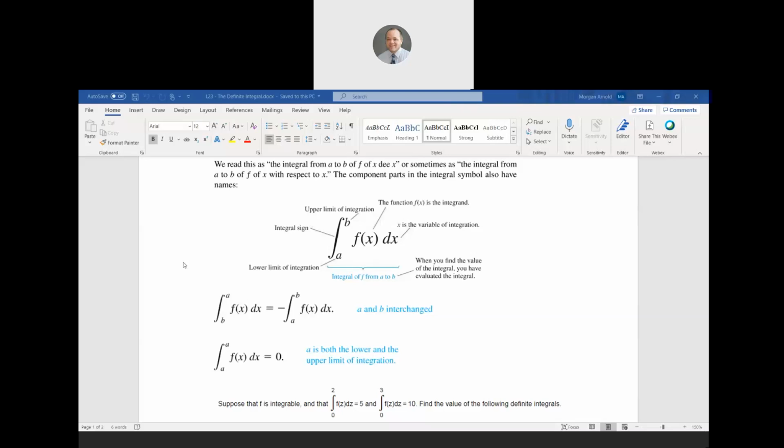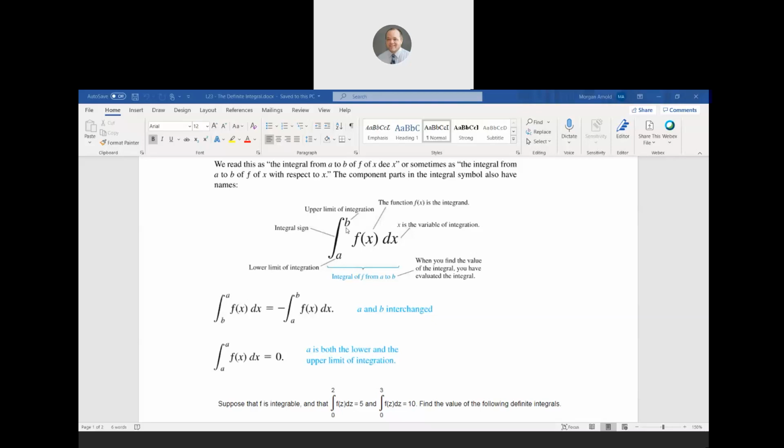Here is the way that you write an antiderivative formally. This is the integral sign. This whole thing is an integral. And the function f of x is called the integrand. dx is your variable of integration. And if you have some values to plug in, a is known as your lower limit of integration, and b is known as the upper limit of integration.